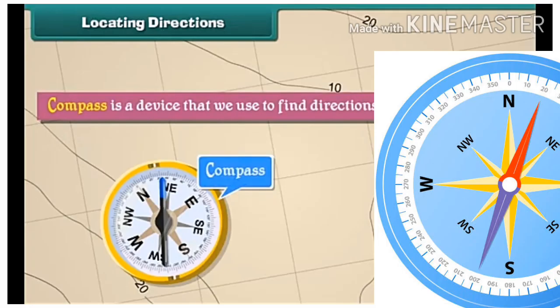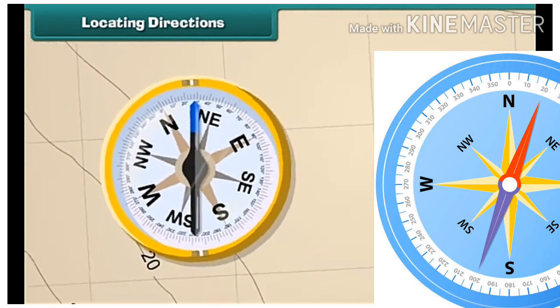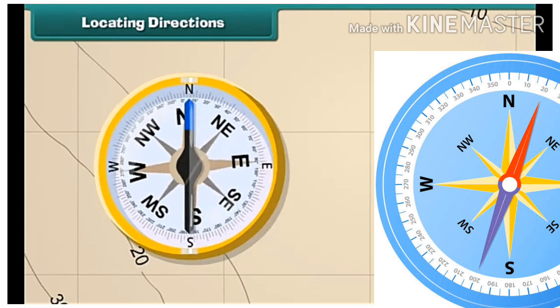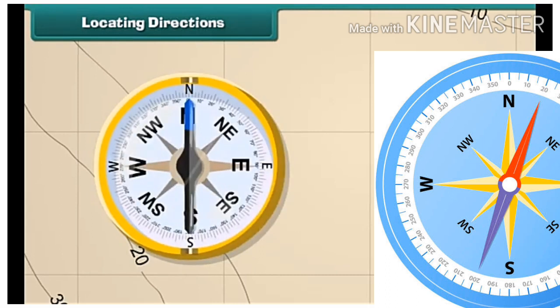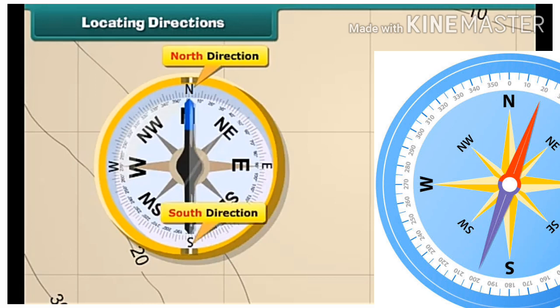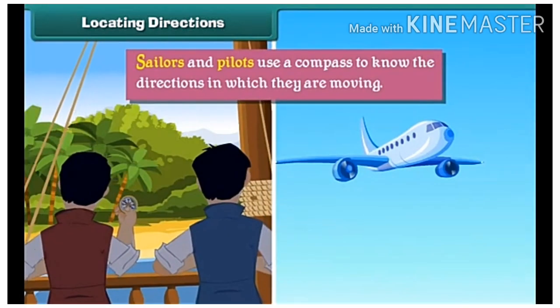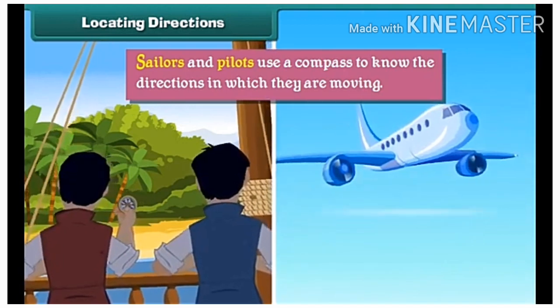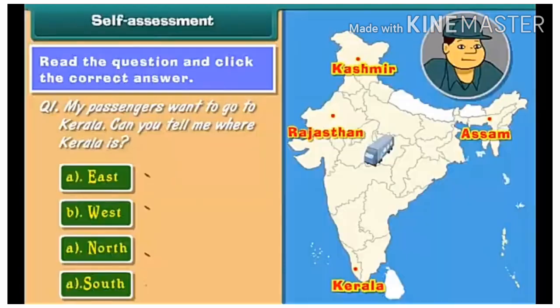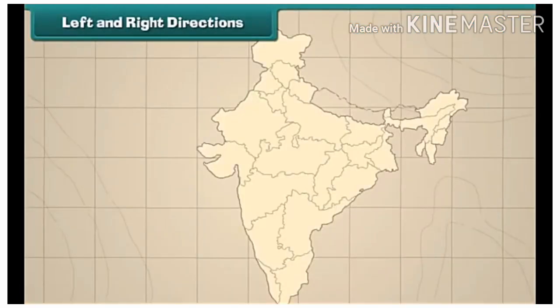Compass is a device that we use to find directions. A compass has a needle that rotates to indicate a direction. The head of the needle always points towards the north and the tail towards the south. The sailors and pilots use a compass to know the direction in which they are moving.